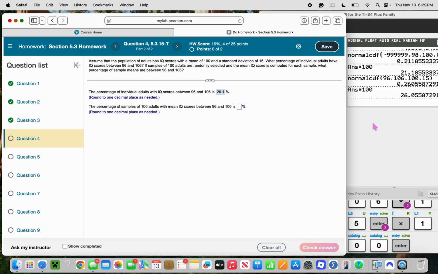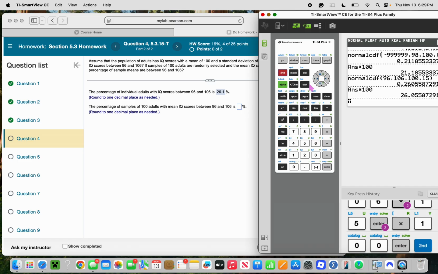And when you look at your notes, you'll see that when you find the standard deviation using the standard error formula, the standard deviation gets smaller. So then the variation in this data set gets smaller. So we're going to look at what happens with this probability here.